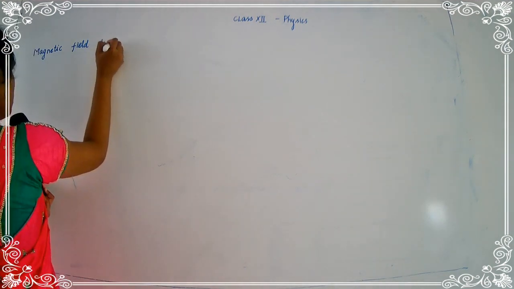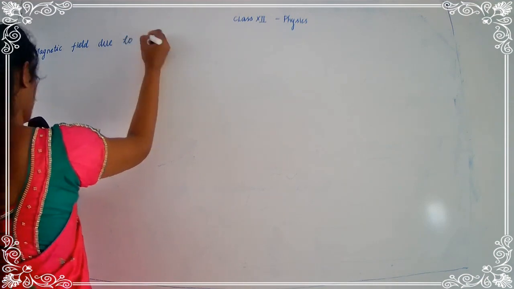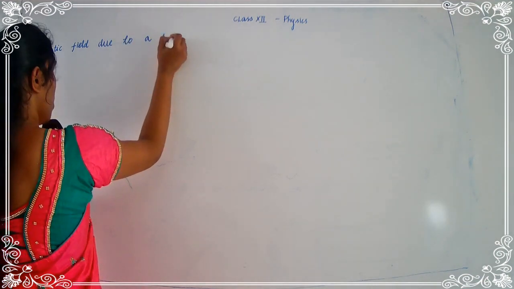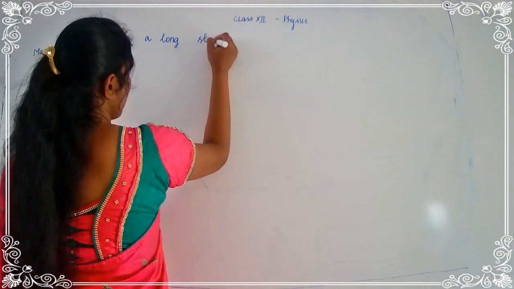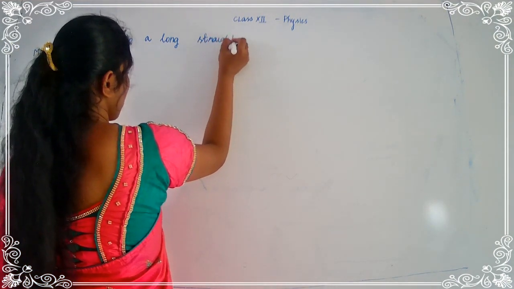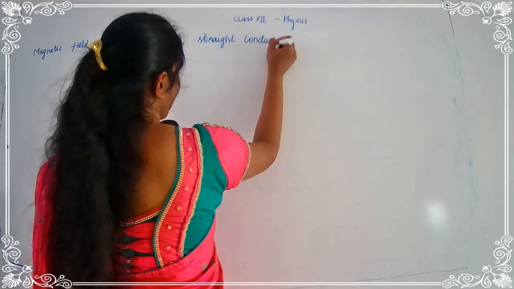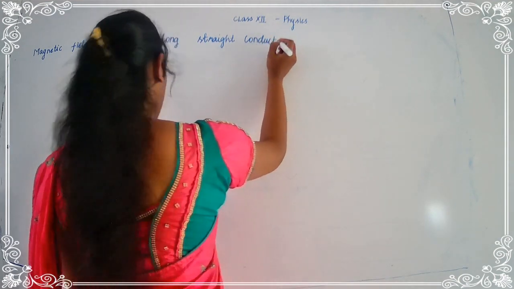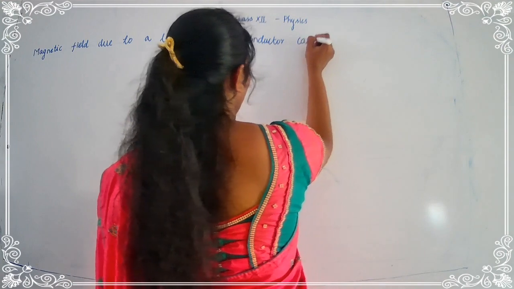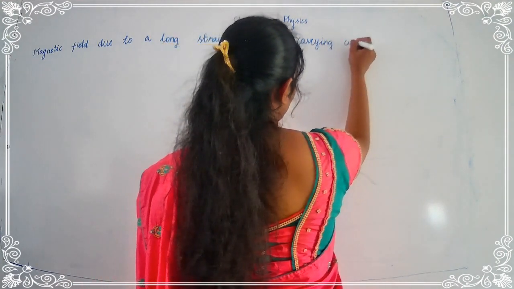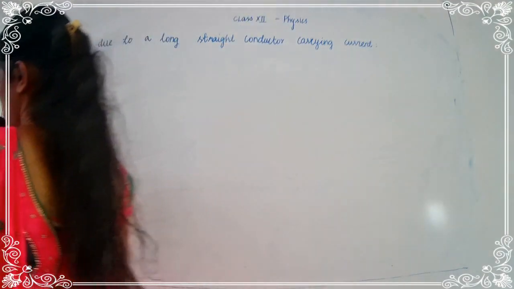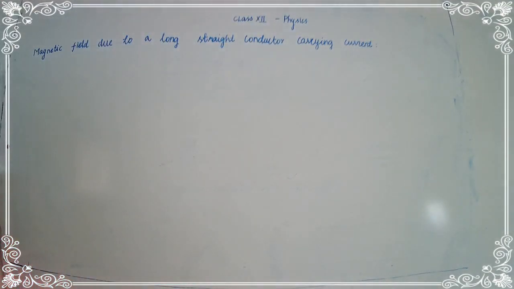Right now, magnetic field due to a long straight conductor carrying current. Magnetic field due to a long straight conductor that is carrying the current.